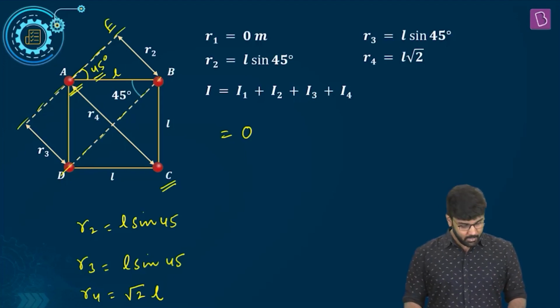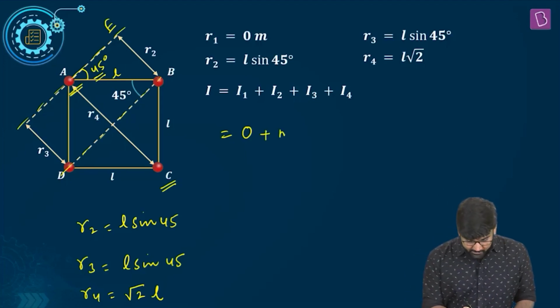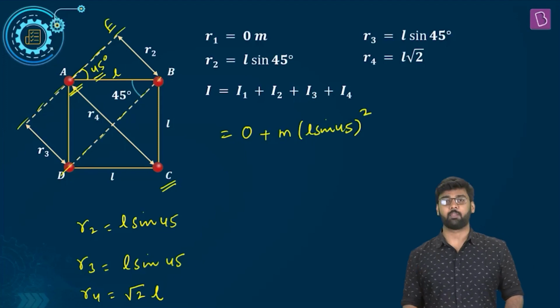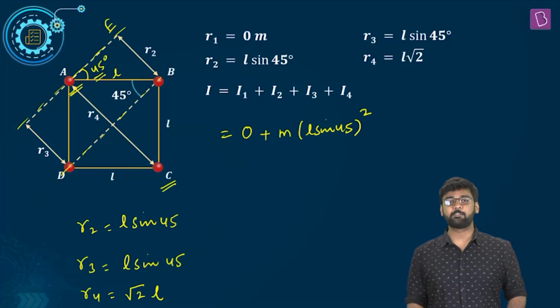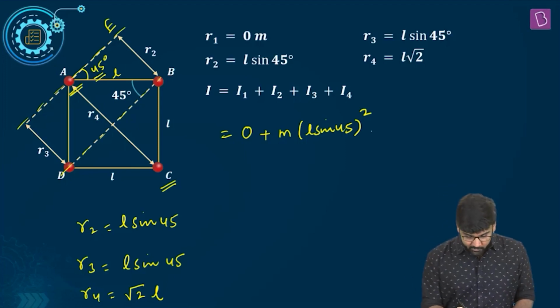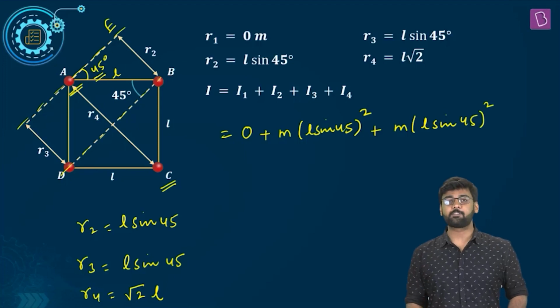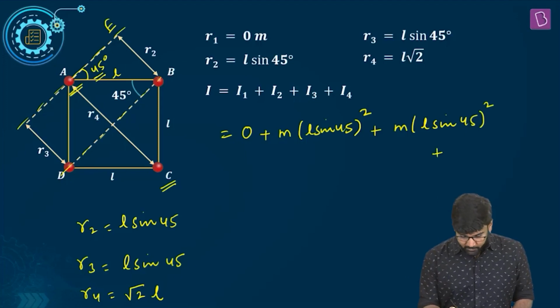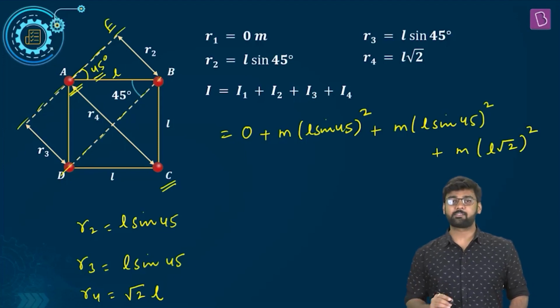For the second particle which is placed at point B, we can write the moment of inertia as m into L sine 45 square. And exactly the same thing comes for the particle which is placed at point D. So for D also we can write m into L sine 45 square. And the last particle which is placed at point C, we know the distance is L root 2. So this becomes plus m times L root 2 square. So now let's simplify this.